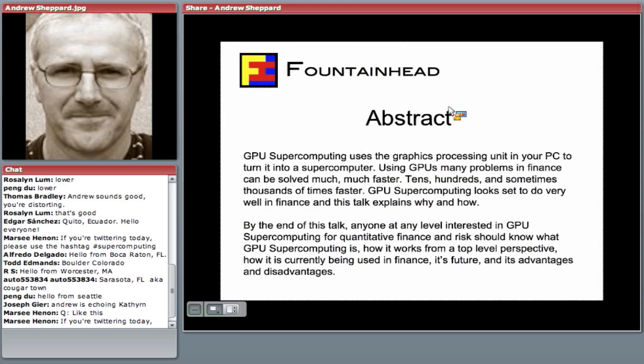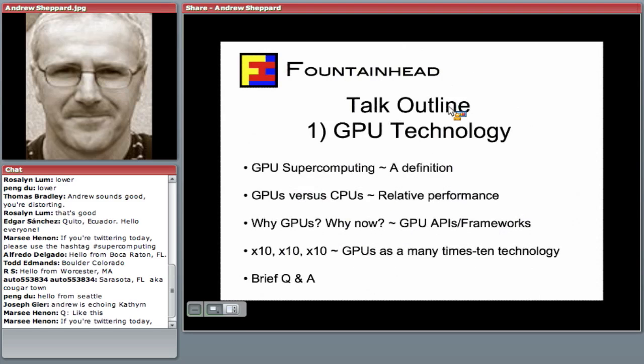I've divided the talk into 3 parts, which for me was a fairly logical way of presenting the information, and I think it makes it more digestible because it's in bite-sized pieces. The first part of the talk deals with the GPU technology itself. We'll start with the definition. It always helps to know what we're talking about and be on the same page. Then I'm going to discuss the relative performance of GPUs versus CPUs, and we'll begin to understand why GPUs are so significant in terms of application speed up.